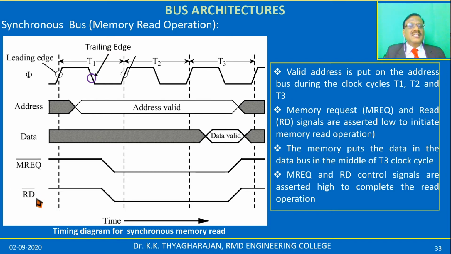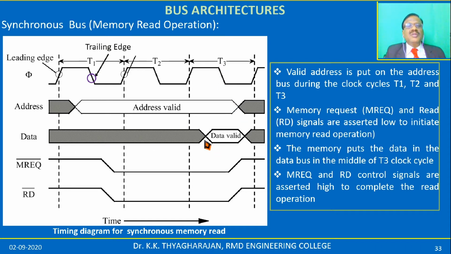Similarly, read is another control signal. This will be active when it is low. Active means it will work only when it is low. When it is high, there is no read operation. That is the meaning. Each signal is synchronized with the clock. For example, this address will be put on the address bus only after this leading edge. And after the trailing edge of this T3, it will be closed.